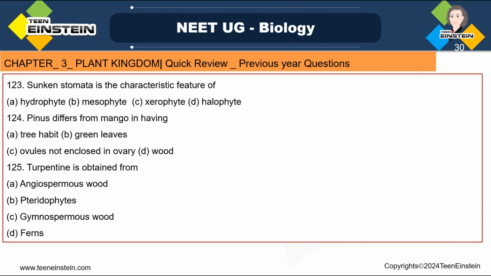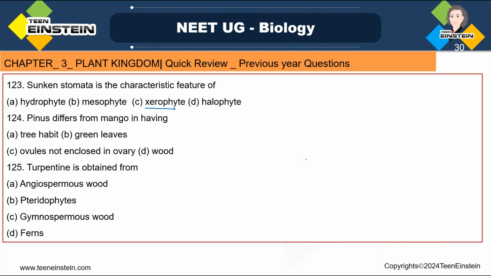Next is, sunken stomata is the characteristic feature of hydrophytes, mesophytes, xerophytes, and halophytes. Or which one is the right option here? See, sunken stomata is the characteristic feature of xerophytes. So option C is the right answer.